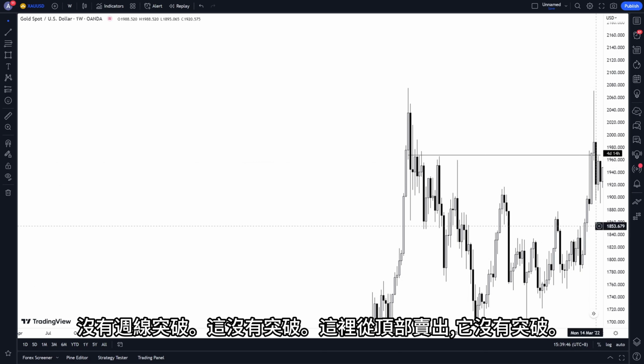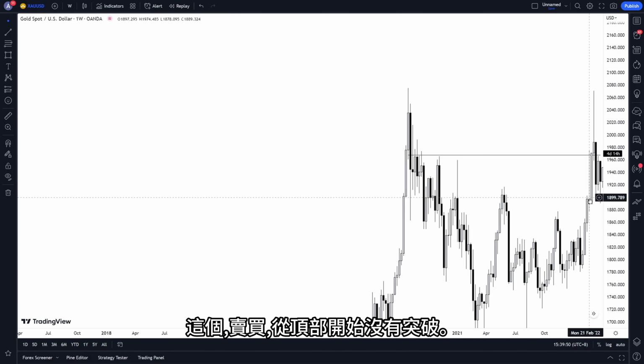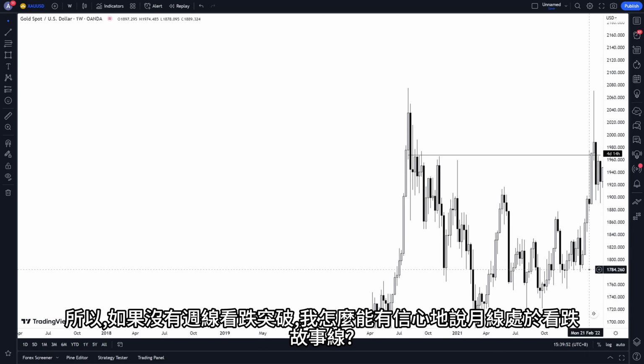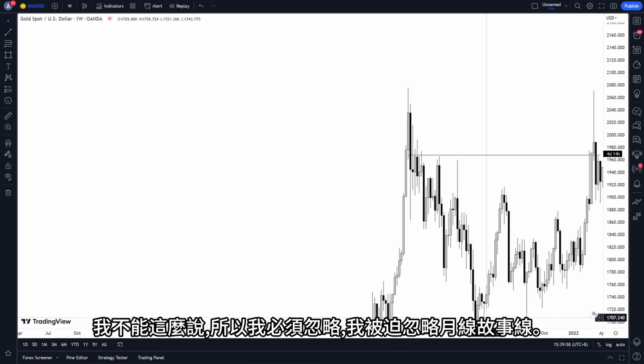There was no weekly break. From the top sell, it didn't break this one here. The sell buy, this from the top, didn't break this. So if there's no weekly bearish breakout, how can I say confidently that monthly is in a bearish storyline? I can't say that. So I'm forced to ignore the monthly storyline.